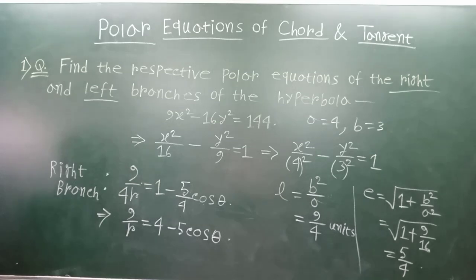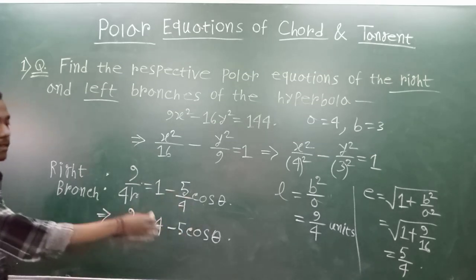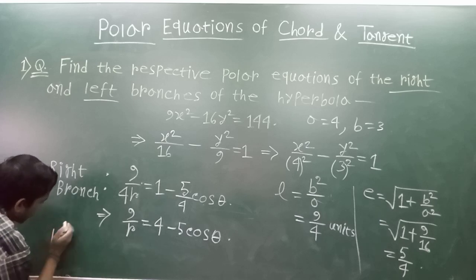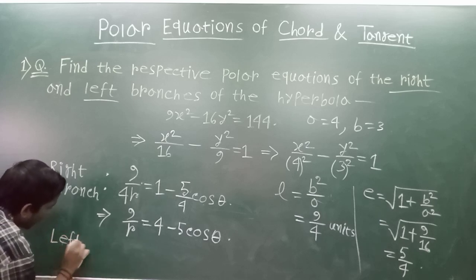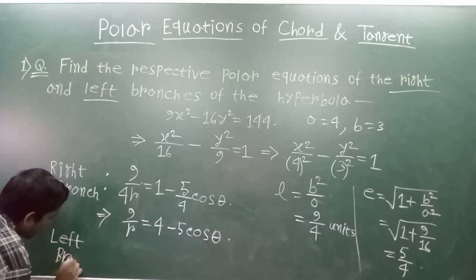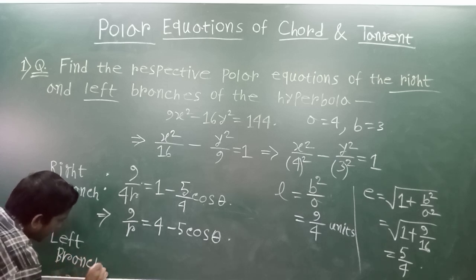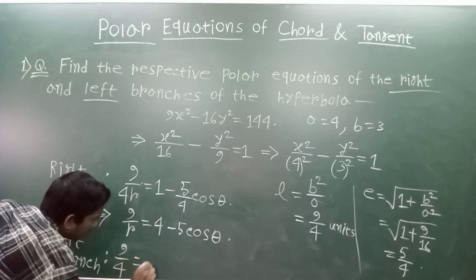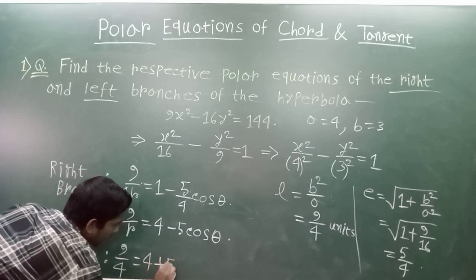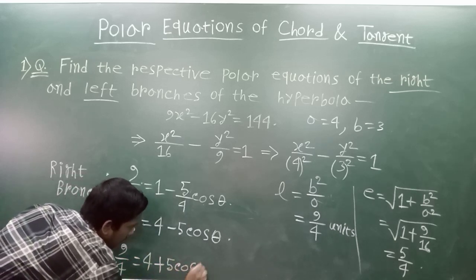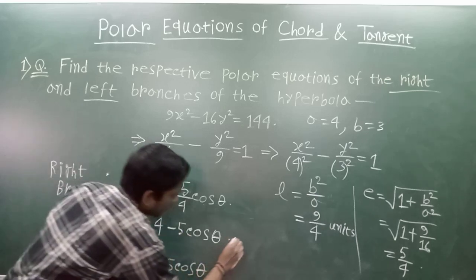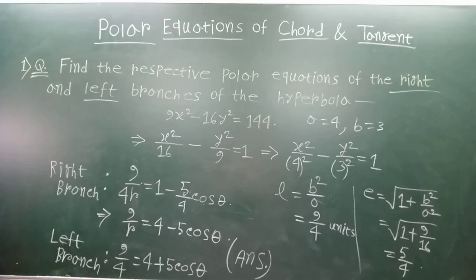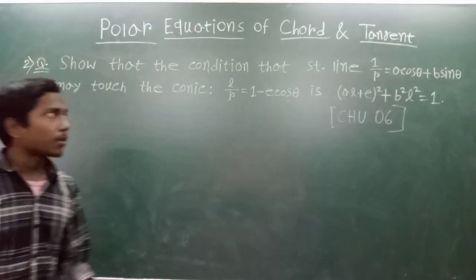But when we derive the equation of the left branch, we will take the initial line in the left direction. So the equation will become like this. Left branch: 9 by R is equal to 4 plus 5 cos theta. Okay, so these are the answers. Note it down. Okay students, next problem.